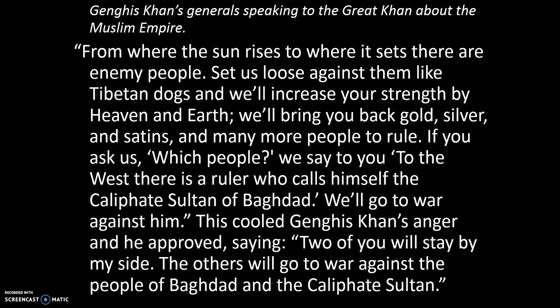"From where the sun rises to where it sets, there are enemy people. Set us loose against them, like the Tibetan dogs, and we'll increase your strength by heaven and earth. We'll bring you back gold, silver, and satins, and many more people to rule. If you ask us, which people, we say to you, to the west, there is a ruler who calls himself the Caliphate Sultan of Baghdad. We'll go to war against him." This cooled Genghis Khan's anger, and he approved, saying, "Two of you will stay by my side. The others will go to war against the people of Baghdad and the Caliphate Sultan."